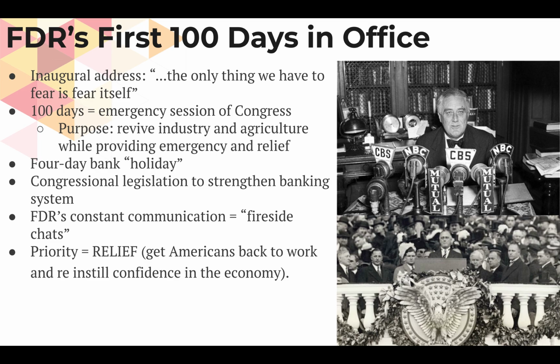And so, in any event, in this first 100 days, the first thing that happens is that FDR calls Congress into an emergency session. And the goal is to revive industry and agriculture while also drafting more permanent change to provide relief and to make reform so this never happens again. One of the key things that takes place here at the beginning was a 4-day bank holiday. And it was a holiday because these banks actually closed for these 4 days.